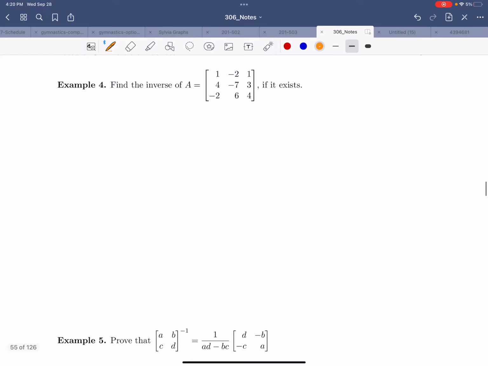Hey everyone. Remember we just learned how to find the inverse of a matrix A by row reducing it alongside the identity matrix. So let's do that to find the inverse of this matrix or determine that the inverse doesn't exist. Remember that we're going to set up a sort of double augmented matrix that looks like that, which in our case is this.